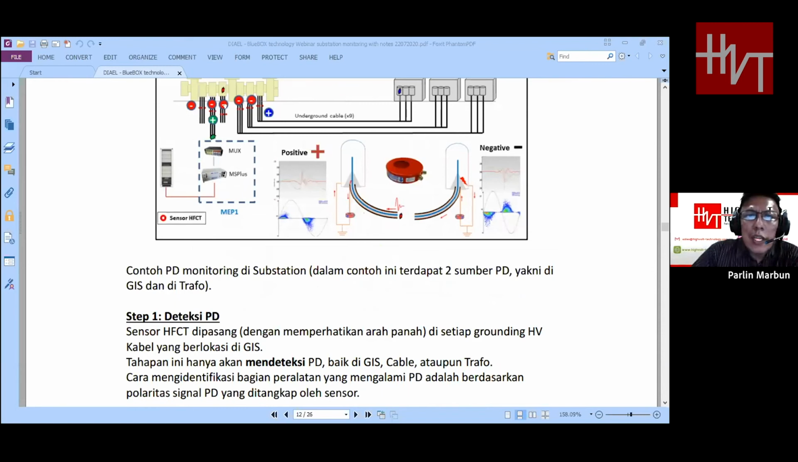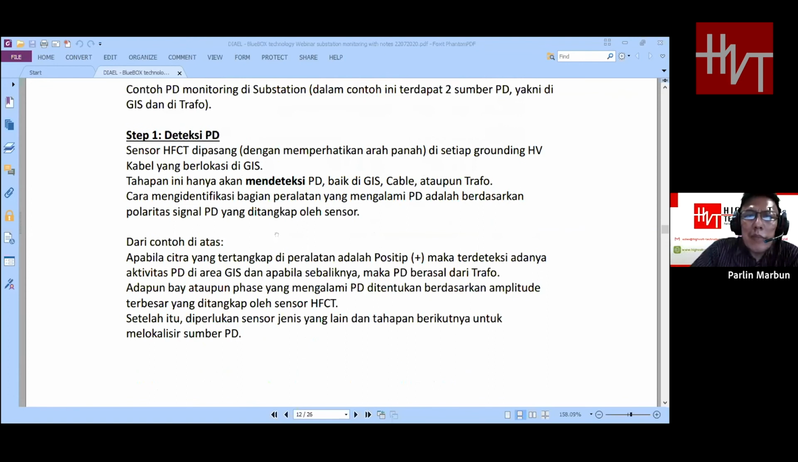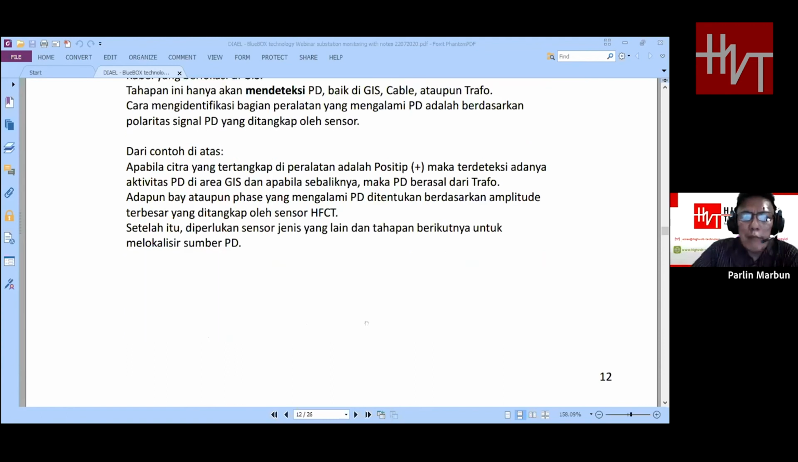Untuk contoh di sini, kalau seandainya ada PD di daerah hijau ini, peralatan akan mendeteksi polaritas positif di sebelah sini. Dari contoh di atas, apabila citra yang tertangkap di peralatan adalah positif, maka terdeteksi adanya aktivitas PD di area GIS, dan apabila sebaliknya, maka PD berasal dari trafo. Setelah itu diperlukan sensor jenis lain, dan tahapan berikutnya untuk melokalisir sumber PD.